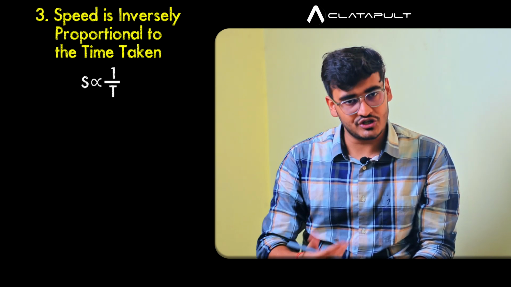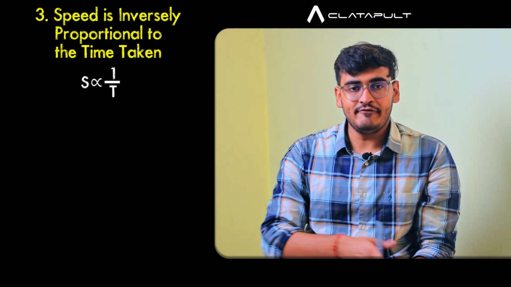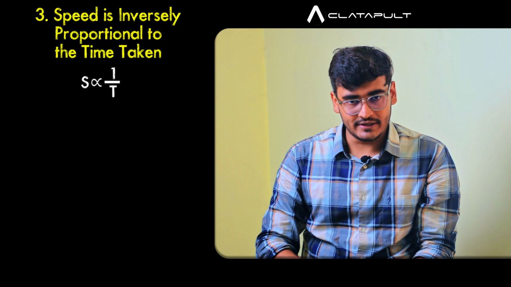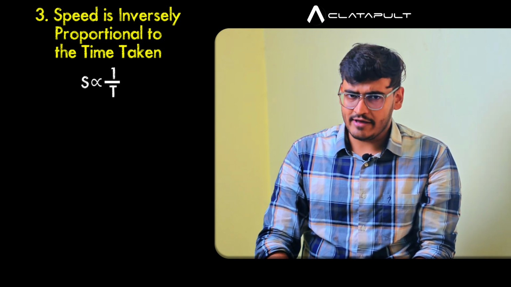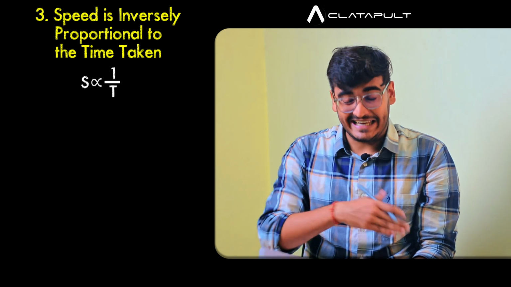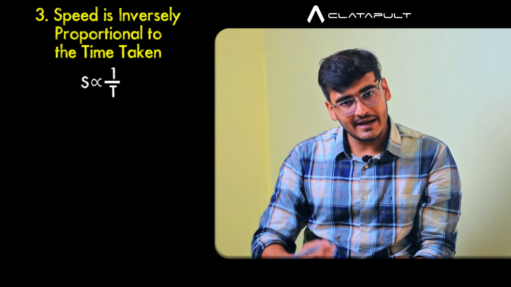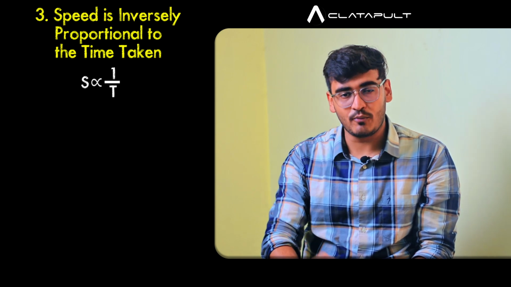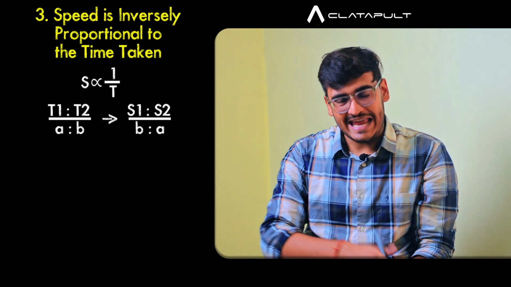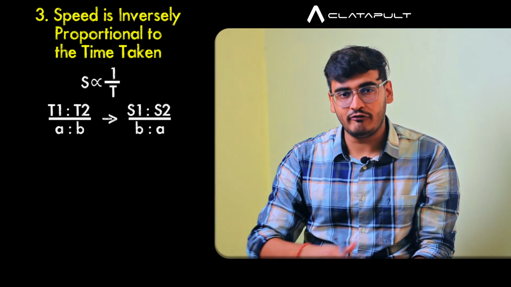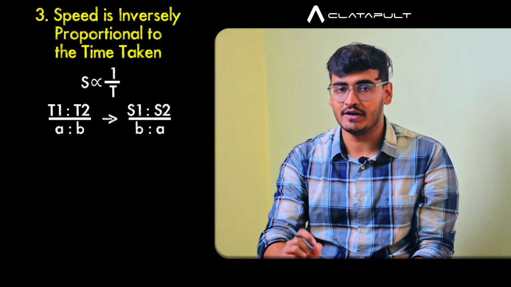This is fairly logical. If we consider 2 points, A and B, and the speed between these 2 points is 5 meter per second, then the time taken will be more. However, if we double the speed to 10 meter per second, then the time taken will reduce by half. So the mathematical implication of this inverse proportional relationship is if the ratio of speed is A ratio B, the ratio of time taken would be B ratio A, which is exact opposite of one another.